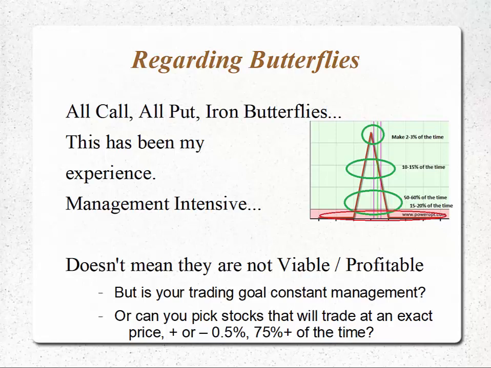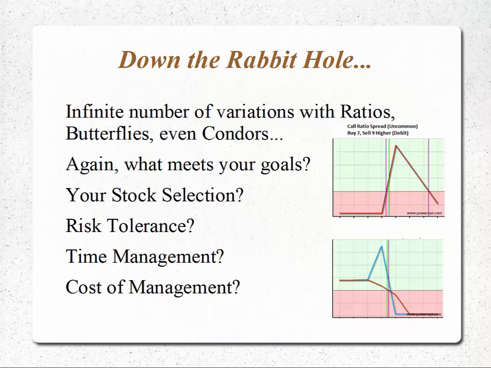Or are you good enough that you can pick stocks that will trade at an exact price 10, 15, 5 days out in time, maybe 20 days out in time, or maybe just plus or minus 0.5% of that strike or that particular price 75% of the time or more? If that's the case, you could probably be successful with butterflies without management. But again, 75% of the time or more, picking an exact price or no more than 0.5% above or below that. Very difficult.